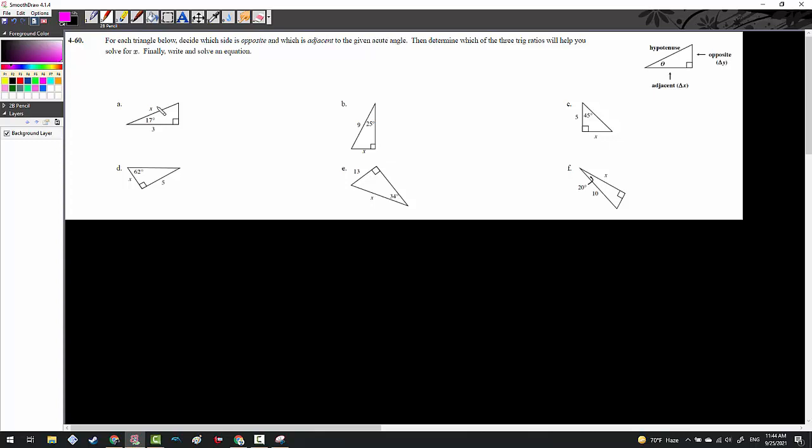And so if we look at part A right here, I see an angle, I see a side adjacent, I see a side that's the hypotenuse. That automatically leads me to think cosine is my tool. So I'm going to say that cosine of 17 degrees is equal to adjacent over hypotenuse. What does that look like? That's 3 over x.